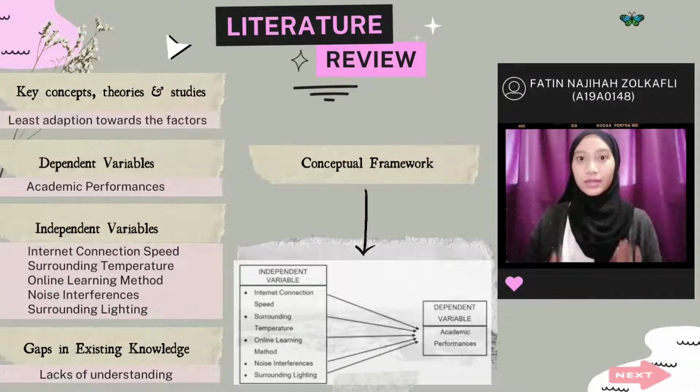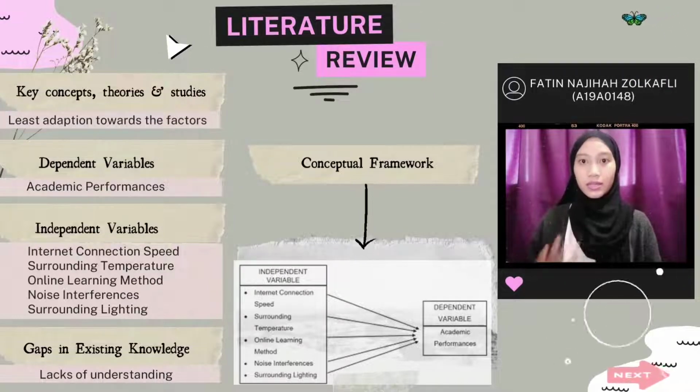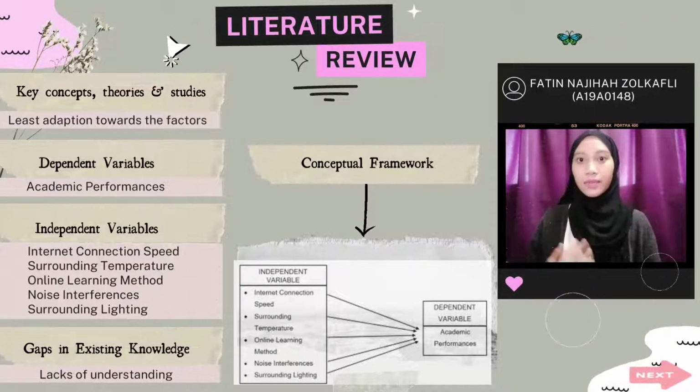I will present the literature review, which is discussion on theory, variables, literature gap and conceptual framework for our research proposal. The first one is the key concepts, theories and studies that we study, which is poor adaptation towards the factors. The theories that influence the concept and effect for students' failure during online learning is having poor adaptation towards the new learning method, which involves internet connection speed, surrounding temperature, online learning method, noise interferences and surrounding lighting.